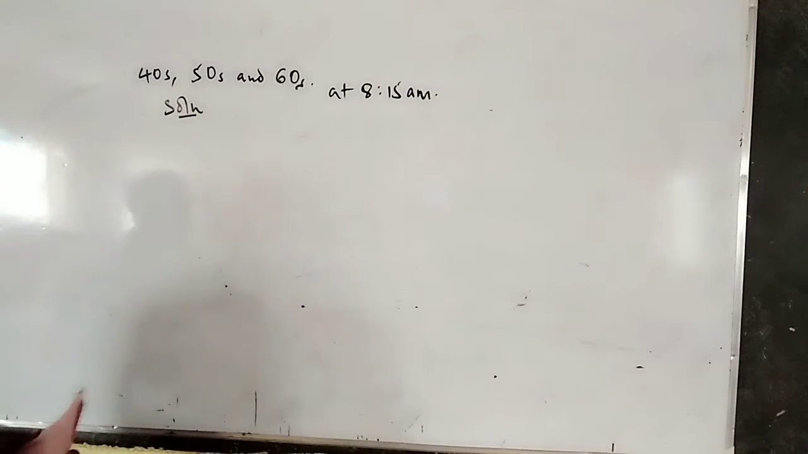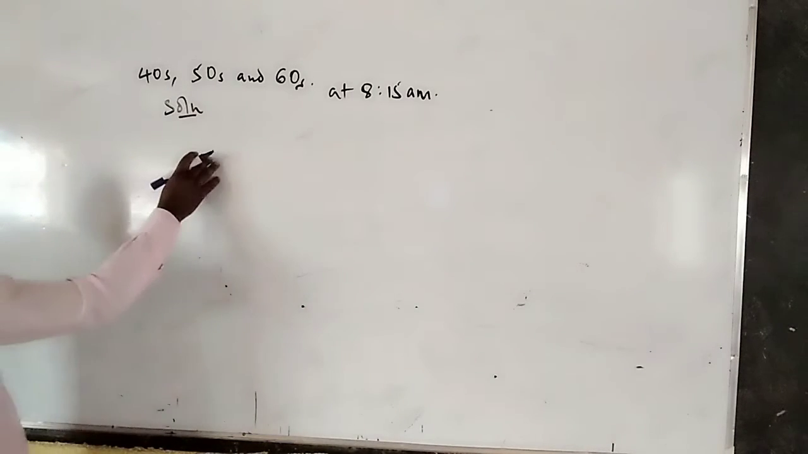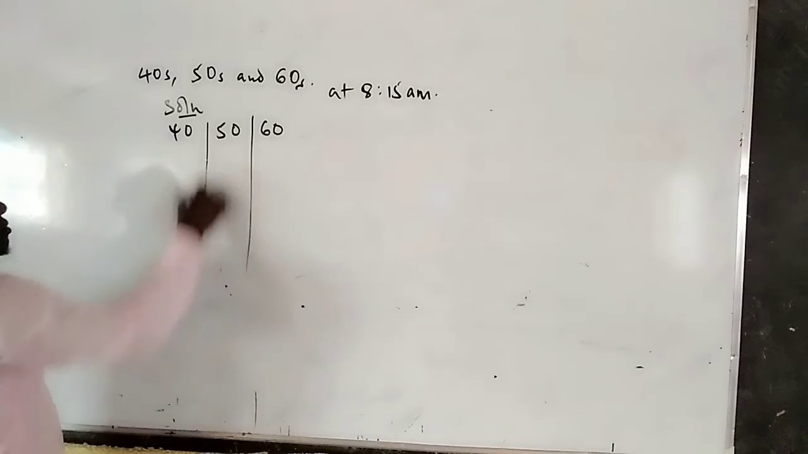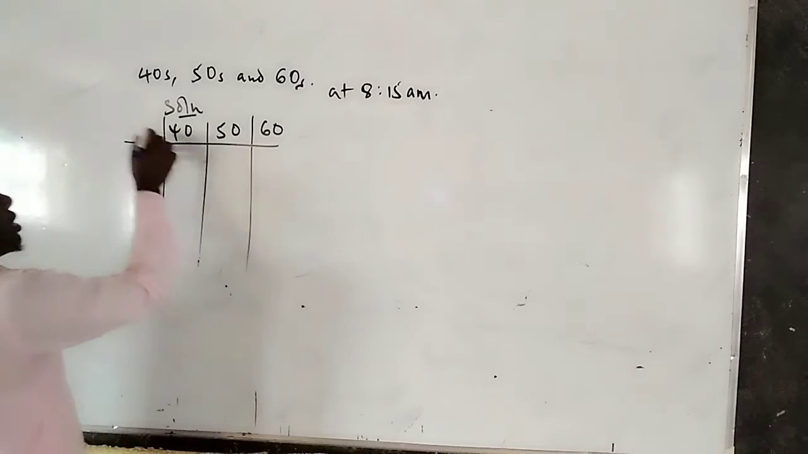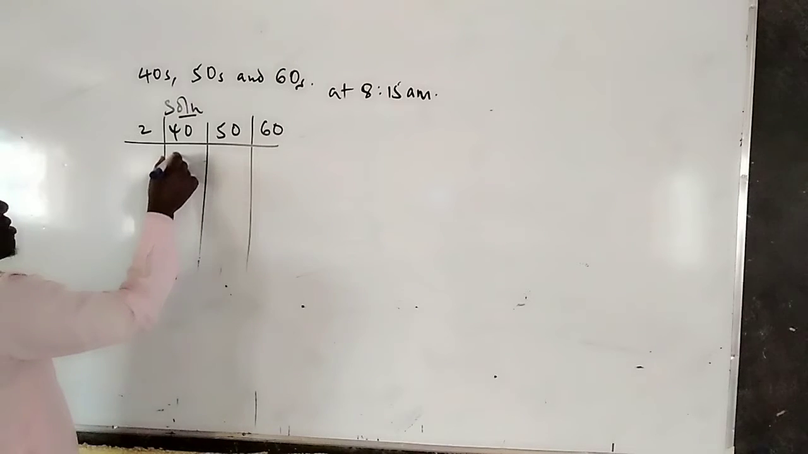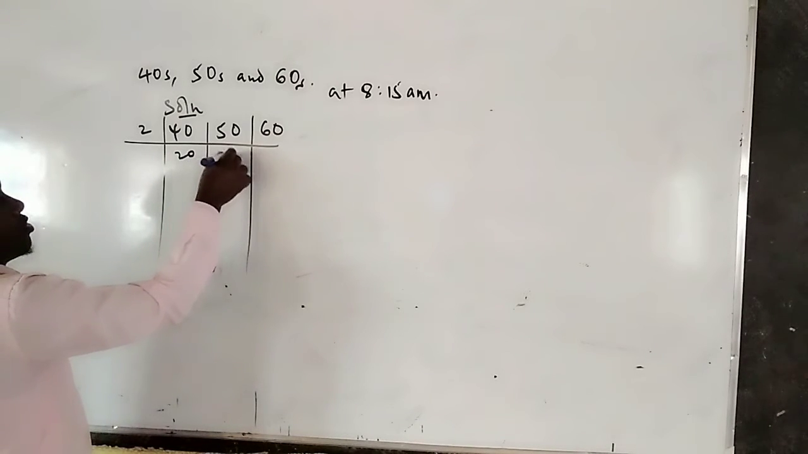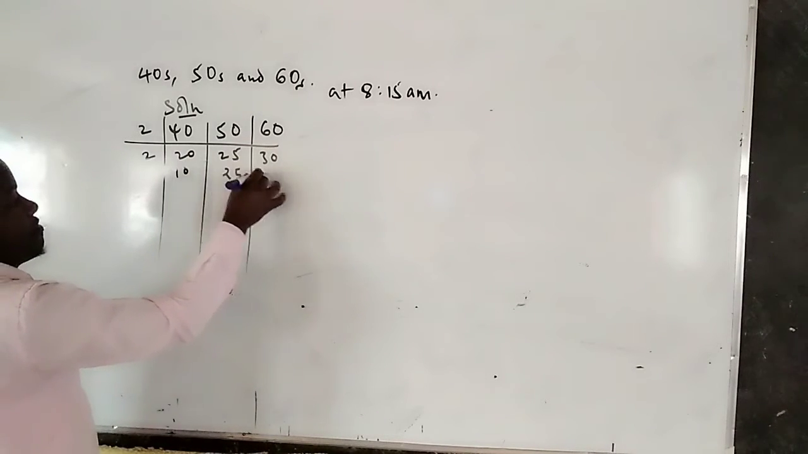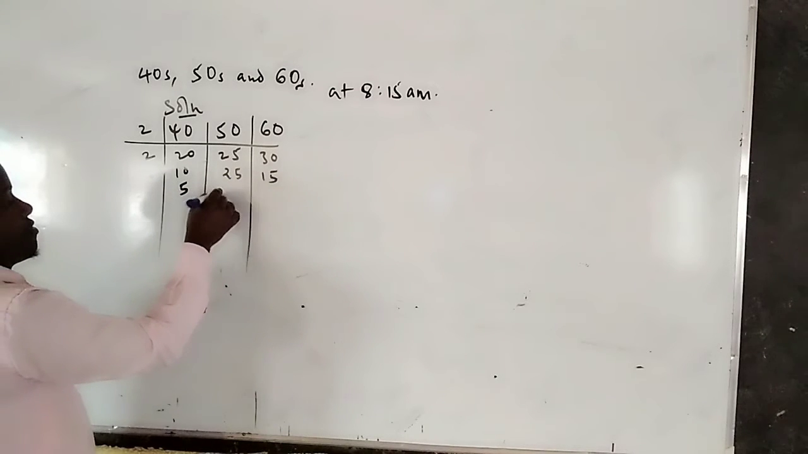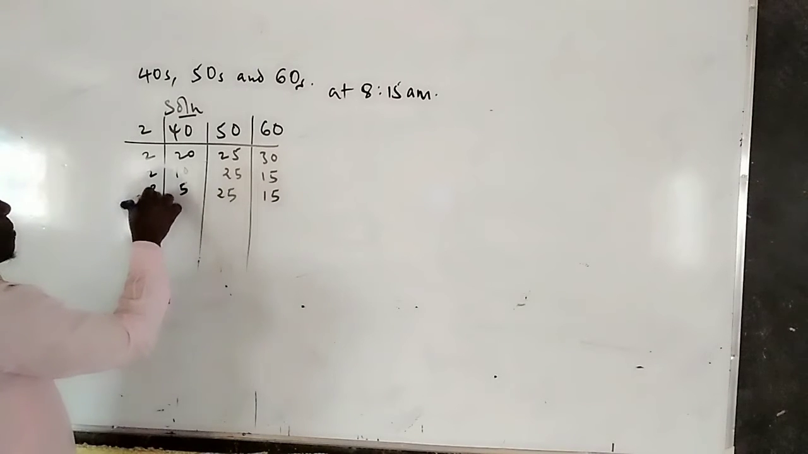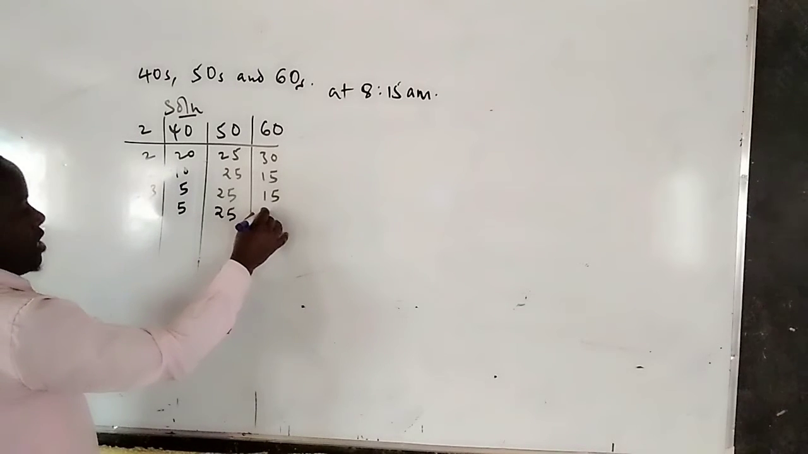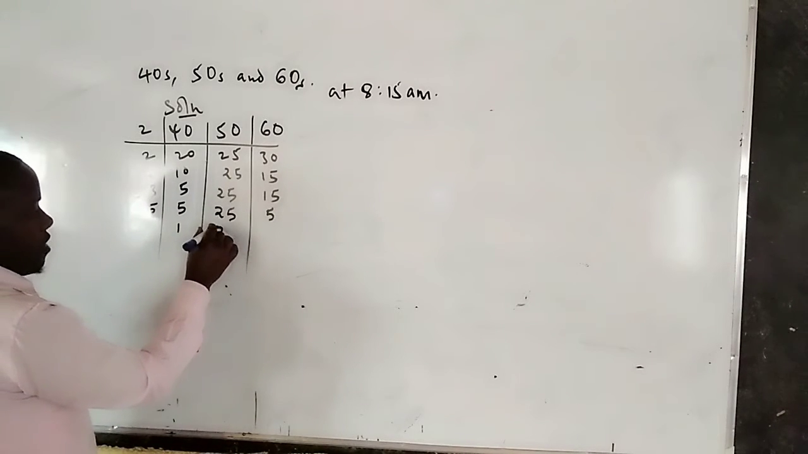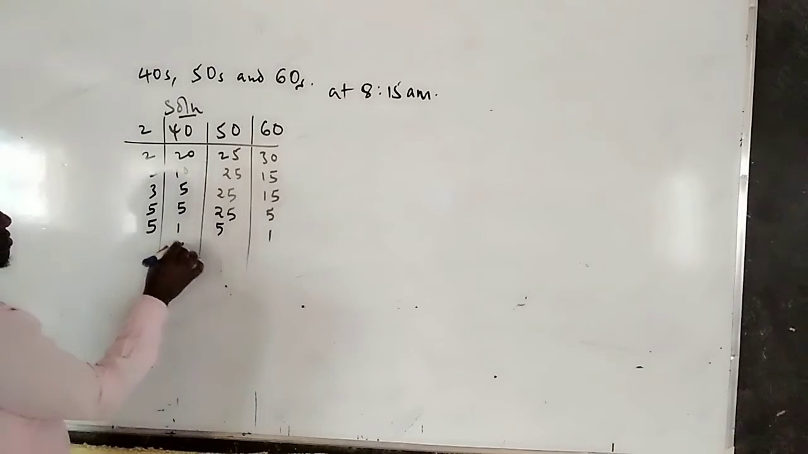These are LCM questions. We know these questions even from the primary school level. Therefore, get the LCM of 40, 50, and 60. By 2, we get 20, 25, 30. By 2, we get 10, 25, 15. By 2, we get 5, 25, and 15. By 3, we get 5, 25, and 5. Then by 5, we have 1, 5, and 1. And by 5, 1, 1.